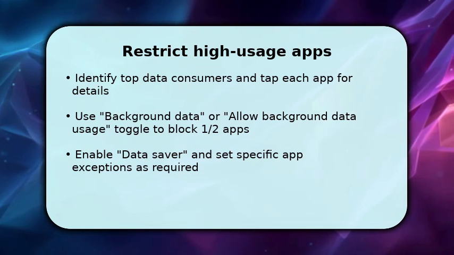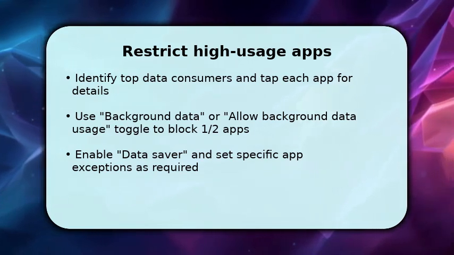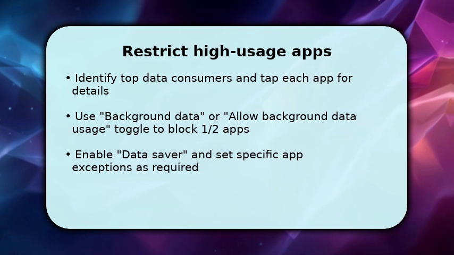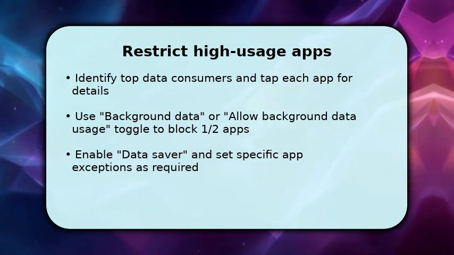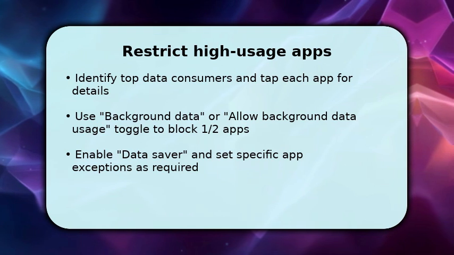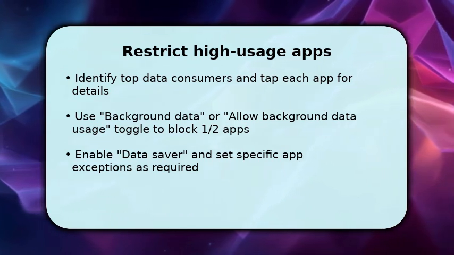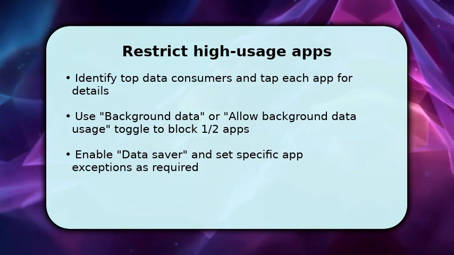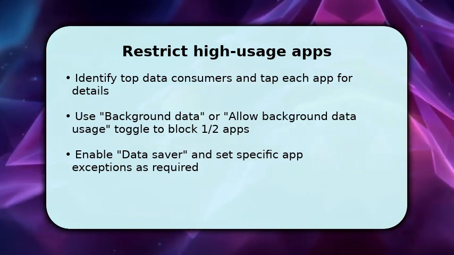You'll now limit the apps that drive warnings. First, identify the top consumers in the list and tap an app to view foreground versus background usage. Then, toggle off background data for non-essential apps so they don't sync over mobile. Once done, enable Data Saver from the main data usage screen to reduce overall background activity.